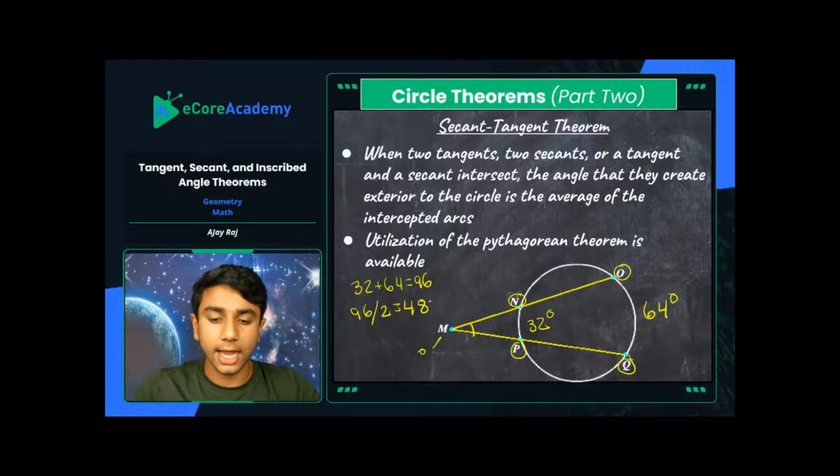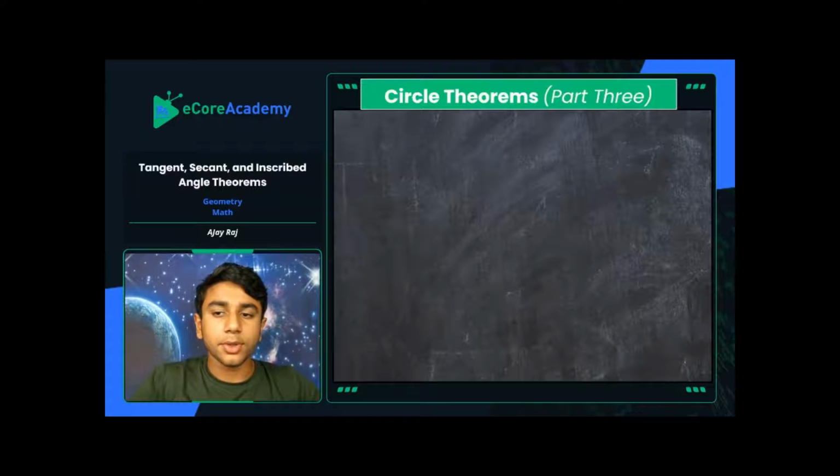So now that we know that the average of the both is 48, we know that our angle measure here is going to be 48 degrees. On to the next theorem. Circle theorems part 3. Let's look at the intersecting chords theorem.